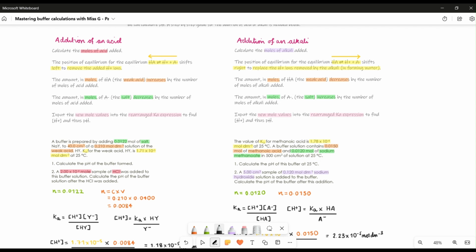Don't forget, part 3 next week will be a worked exam answer of a buffer question. So again, you can see how I would take this approach and put it into another question.